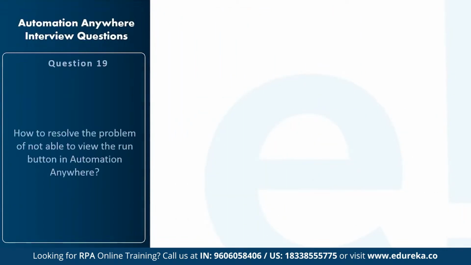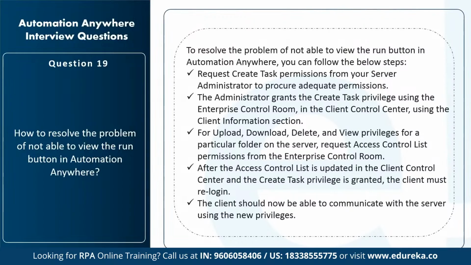Now moving forward with our next question, that is how to resolve the problem of not being able to view the run button in Automation Anywhere. Well, to resolve this problem, you can follow the steps that you can see on my screen. You can request the create task permissions from your server administrator to procure adequate permissions. Then the administrator will grant the create task privilege using the enterprise control room in the client control center using the client information section. And for upload, download, delete, and view privileges for a particular folder on the server, you can request the access control list permissions from an enterprise control room.